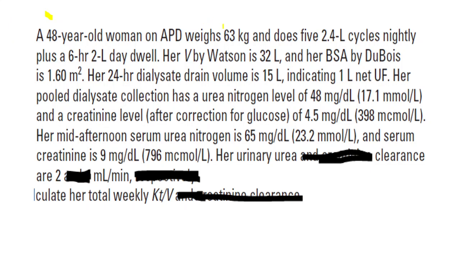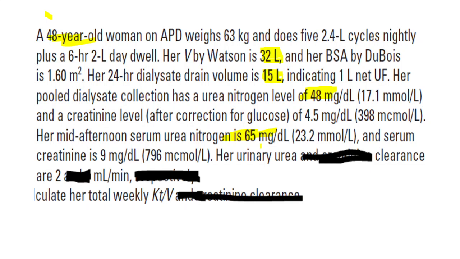So what they want to do, this time they have mentioned a 48-year-old female. She is on APD, 2.4 cycle nightly, plus 6 hours, 2 liter dwell. The V is 32 liter. Here they have directly given the 24-hour dialysis drain as 15 liter. So ultrafiltrate and all, you can leave it, they directly give the 24-hour dialysis drain volume indicating 1 liter ultrafiltrate. So we have to find the urea level in the blood and urea level in the dialysate.